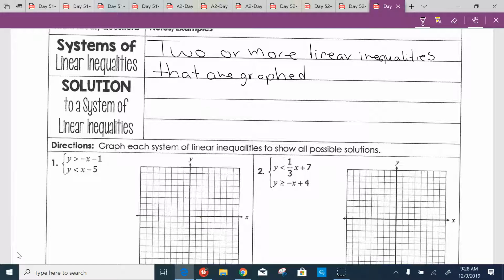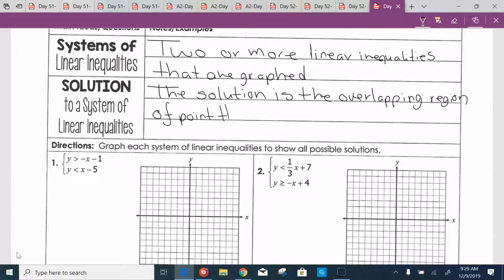Second, a solution to a system of linear inequalities is defined as the overlapping region of points that satisfies both inequalities.